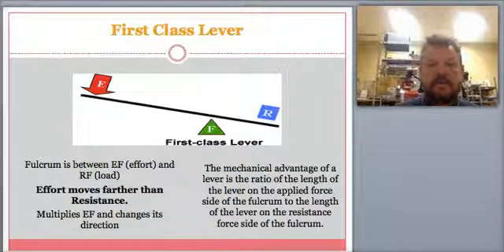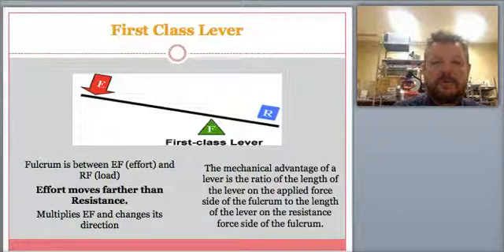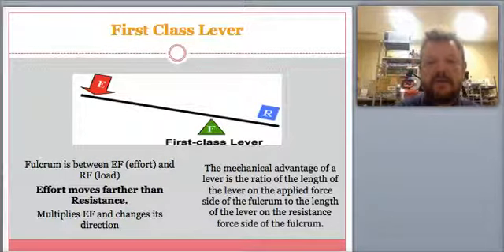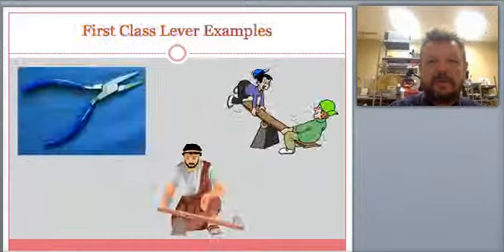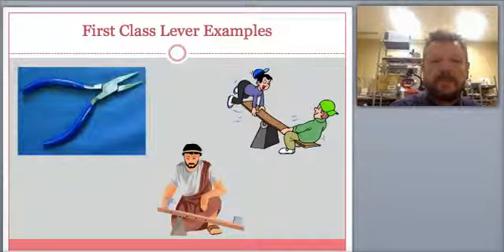A first-class lever, the effort force is on one end, the fulcrum is in the middle, and the resistance force is on the other end. This multiplies the effort force and changes its direction. The mechanical advantage of the lever is the ratio of the length of the lever on the applied force side of the fulcrum to the length of the lever on the resistance force side of the fulcrum. Here are some pictures of some very simple first-class levers.